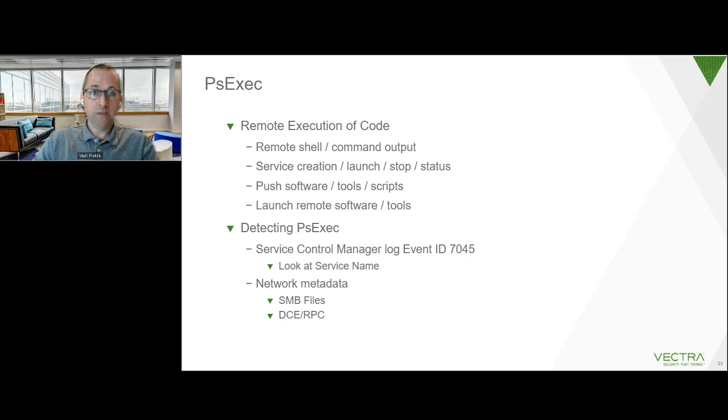PsExec can be used to obtain an interactive remote shell, push and launch software, or execute remote tools on the target machine. In any of these cases, PsExec allows actors to move laterally due to its ability to execute code on the remote machine. This technique is commonly used to deploy implants or ransomware, or gain further persistence on target machines. Detecting PsExec can be accomplished by monitoring Service Control Manager logs, specifically event ID 7045 if they are available. In our case, we'll be hunting for this activity in the SMB files and the DCE RPC metadata streams.